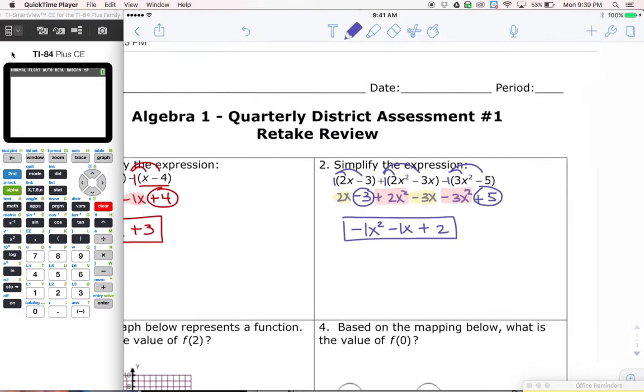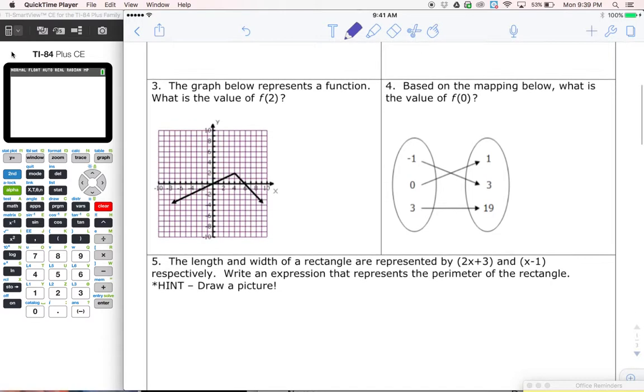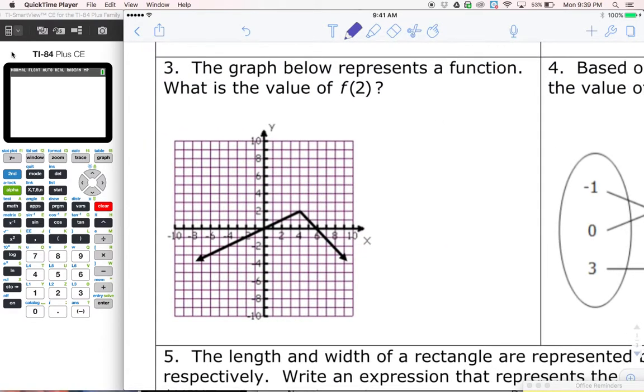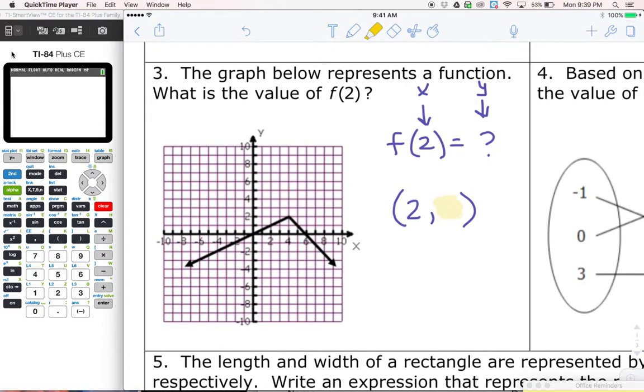Problem 3, here we go. It says, what is the value of f of 2? You guys need to remember that when you have a number like this, whatever's in here is an x, and whatever you find is going to be a y. So I like to imagine it like they gave you half of a point. They gave you the x value of a point, and you have to figure out what goes here. So what point on this line would be 2 comma something?